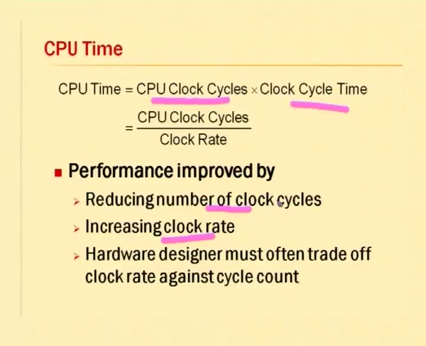So normally the hardware designer must be aware of the trade-off that you have between the clock rate and the clock cycle count. Typically what happens is that when you try to improve one, you need to worry about the effect of it on the other. So that is something that as a hardware designer we need to be aware of.